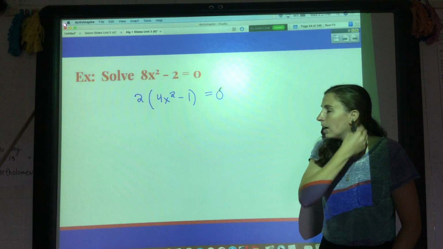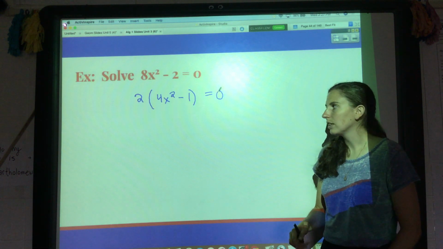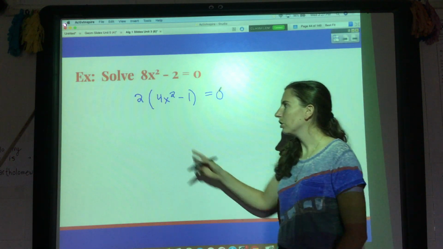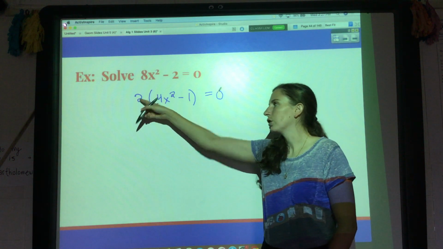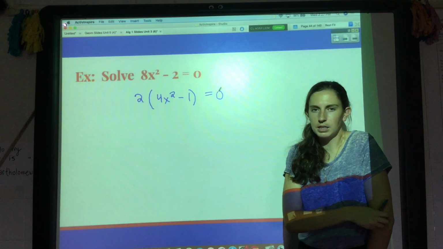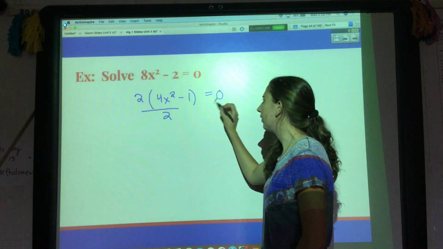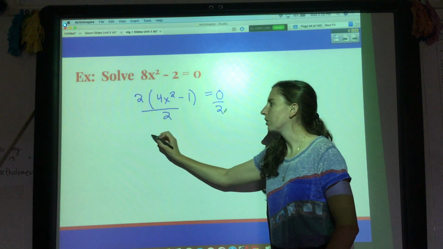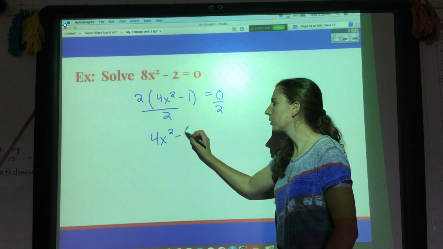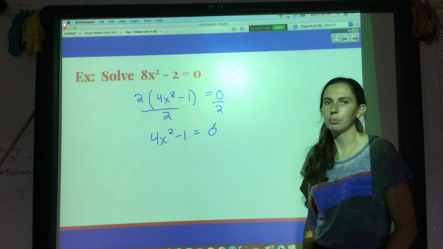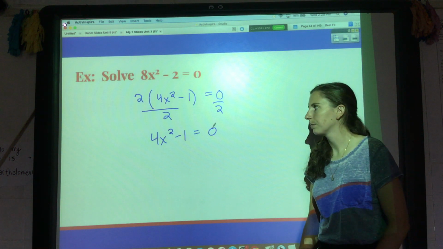Okay. At this point, you can just leave the GCF in front if you really want to, or you could just divide both sides by 2 and just get rid of it completely. That's probably what I would recommend, is just divide it by 2, divide it by 2, and so now you just have 4x squared minus 1 equals, and 0 divided by 2 is still just 0. So basically you can just get rid of the GCF.